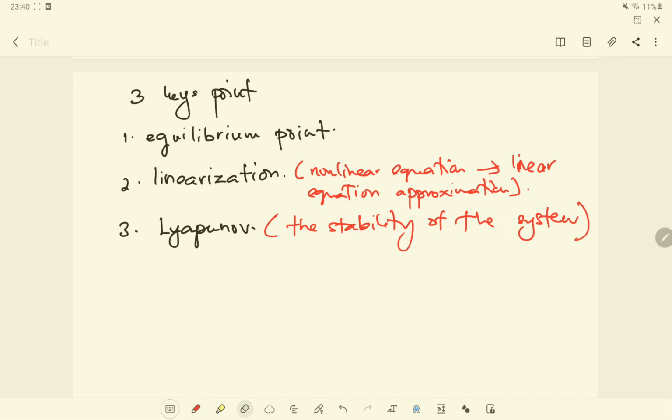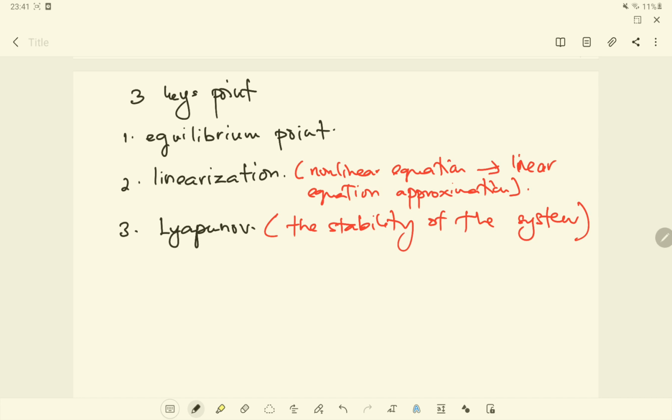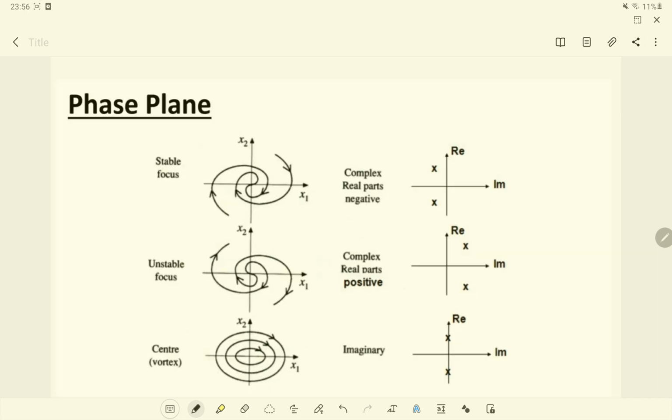For today we will cover topic number 1 and number 3. As I mentioned earlier, the phase plane graph is for nonlinear systems. For a nonlinear system, as you can see, the curve is not a straight line.